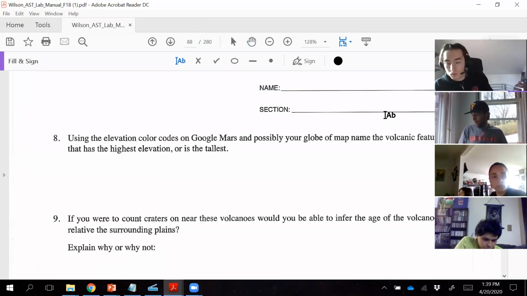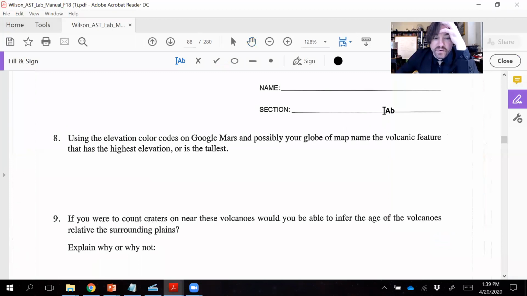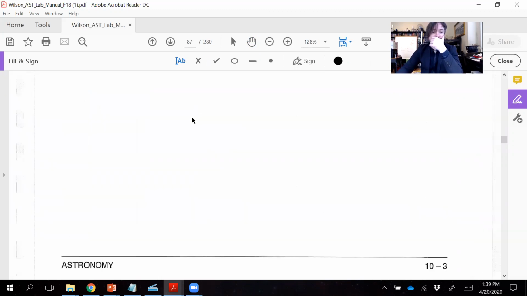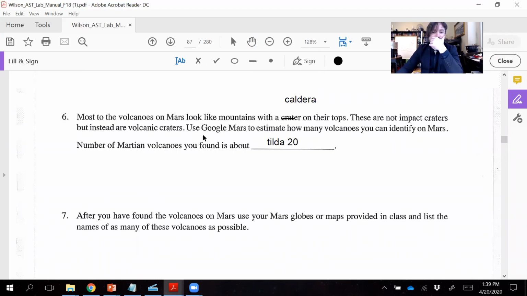This is a giveaway. Using the elevation codes, identify the volcanic feature that has the highest elevation, or the tallest volcano on Mars. Oh, Professor, did we do number 6? I don't think I got it. Oh, okay. Yeah, number 6 is about 20. About 20. Okay, I'm all good.